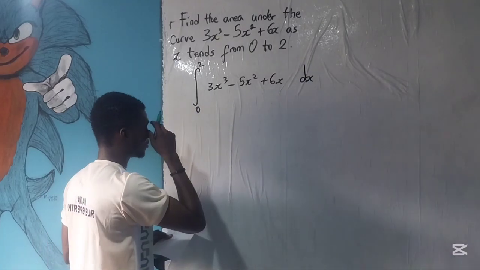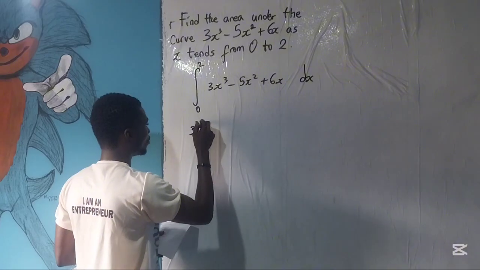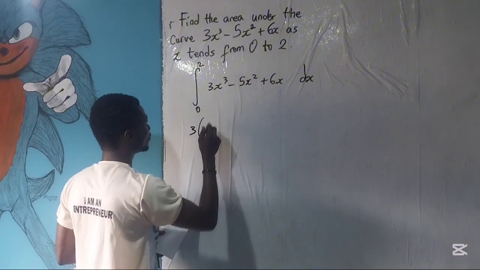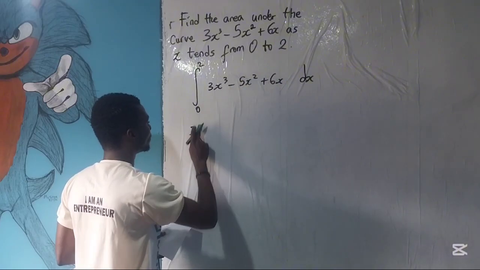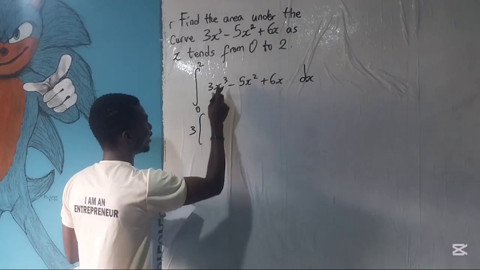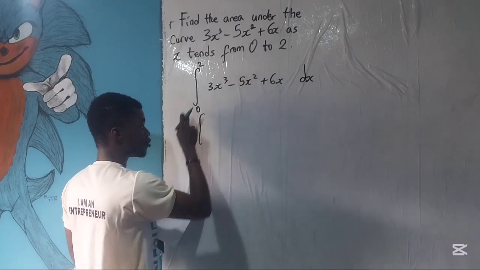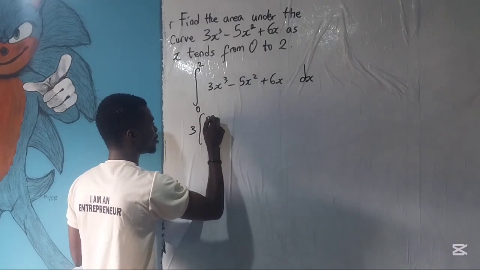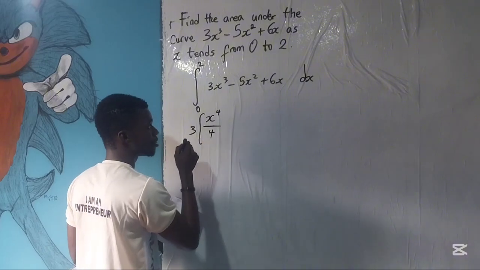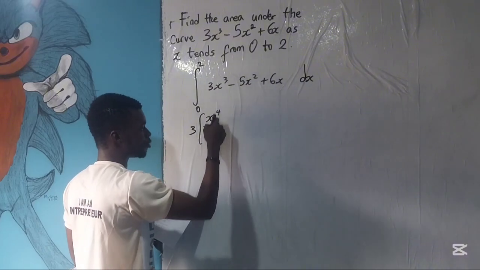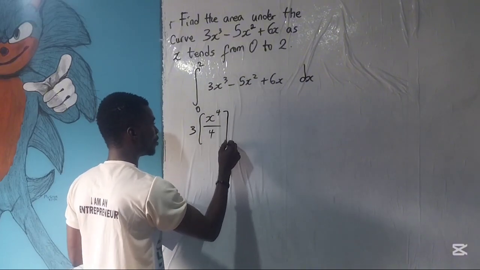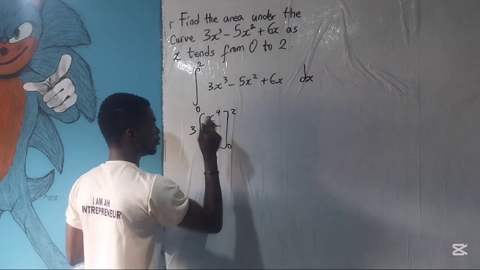So we're going to integrate this with respect to x. Now, 3 is the coefficient, so 3 goes outside into brackets. What's the integral of x cubed? We add 1 to the power, then we divide by the new power. That's x raised to power 4 all over 4. Add 1 to the power, divide by the new power. Now, as it tends from 0 to 2.